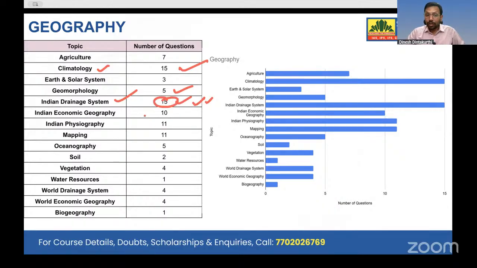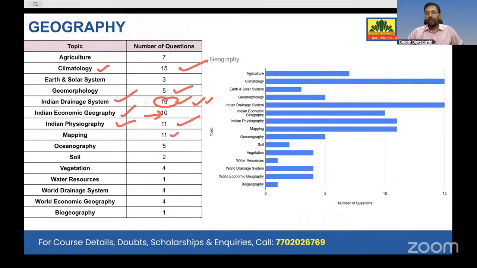And Indian economic geography, from the agriculture point of view, and also the secondary sector, location of industries, is also where you can expect more questions. India physiography: from Himalayas, we will definitely get 1 to 2 questions every year, and also from plateaus and plains. This is also a favorite topic for UPSC.